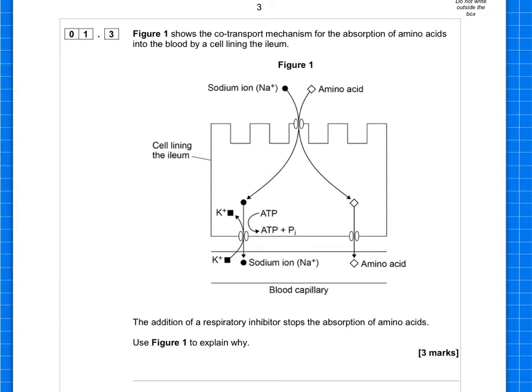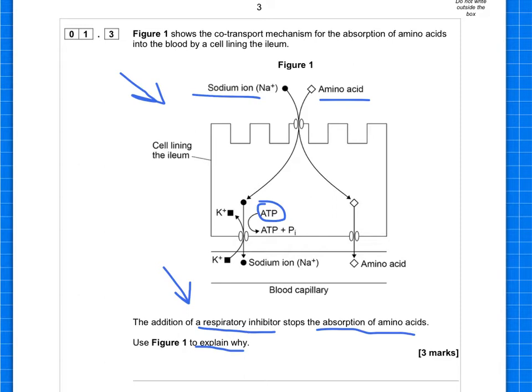Question 1.3, and it shows the co-transport mechanism for the absorption of amino acids into the blood by a cell lining in the ileum. So straightforward co-transport, you can see sodium and amino acids. Probably you might have looked at sodium and glucose, but it's exactly the same. It says the addition of a respiratory inhibitor stops the absorption of amino acids. It says explain why. Well, first of all, respiratory inhibitor, you need to know that that means no ATP is going to be produced, therefore you can't release energy. So if there's no release in energy, there's no active transport.